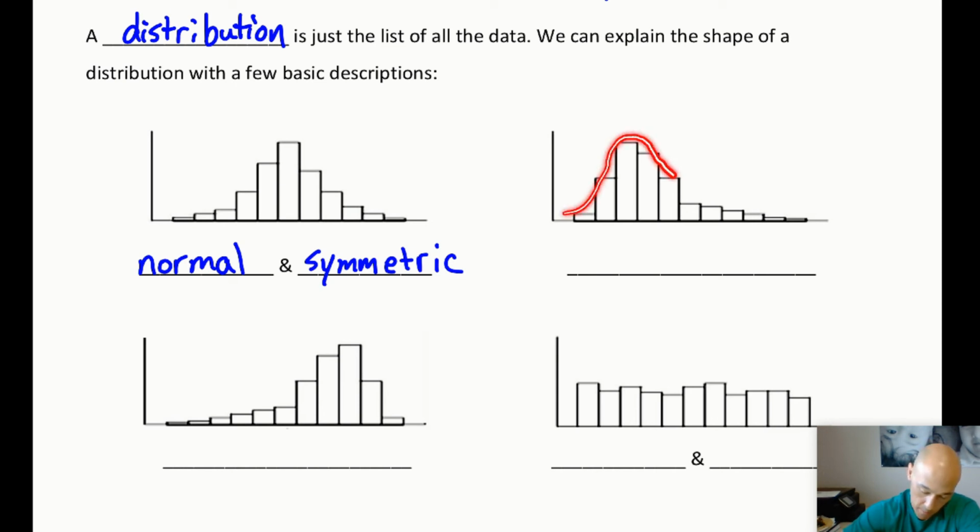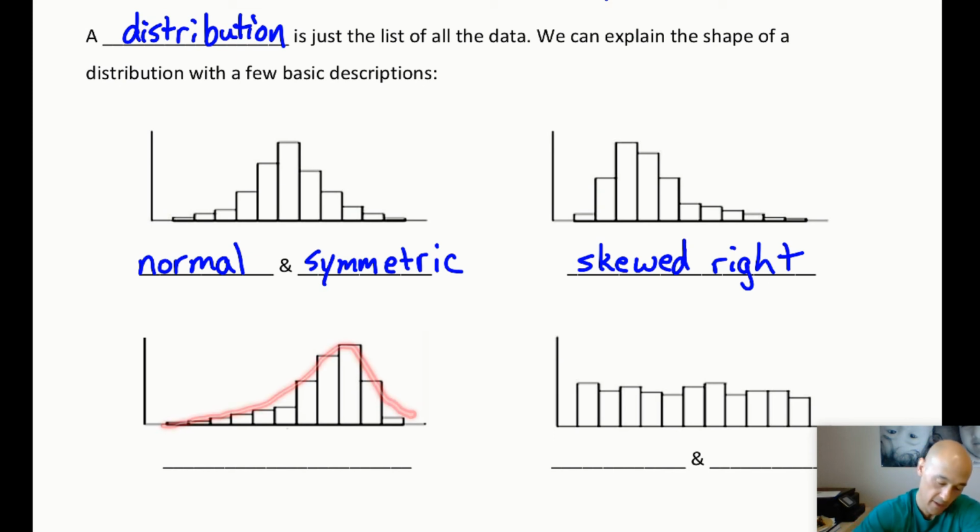This data has a hump here on the left and then this tail going out to the right. And so we say that that is skewed right. The direction that the tail goes tells us which direction the skew is. This one has this tail from the left, or going out to the left, and then a hump on the right. So that is skewed left, because the tail goes off to the left.